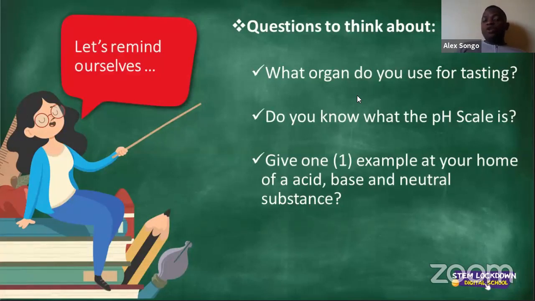Question number 2, do you know what the pH scale is? There are some adverts on television that speak about the pH scale. Sometimes when we buy still water, packaged from our local supermarkets, there are pH ratings given to it. So what is that? Do we remember? Question number 3, can you give one example of each of the following: an acid, a base, or a neutral substance that we use in our homes?